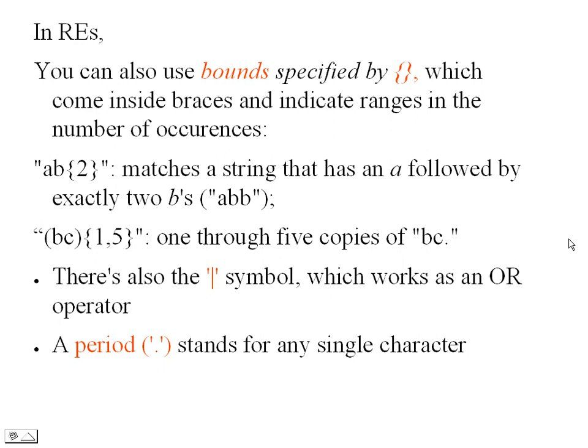In regular expressions, you can also use bounds specified by curly braces, which come inside braces and indicate ranges in the number of occurrences. Suppose we have ab{2}. It matches a string that has a followed by exactly 2 b's. In the next example, (bc){1,5} means 1 through 5 copies of bc. There is also the special pipe symbol, which works as an OR operator. A period or dot stands for any single character.